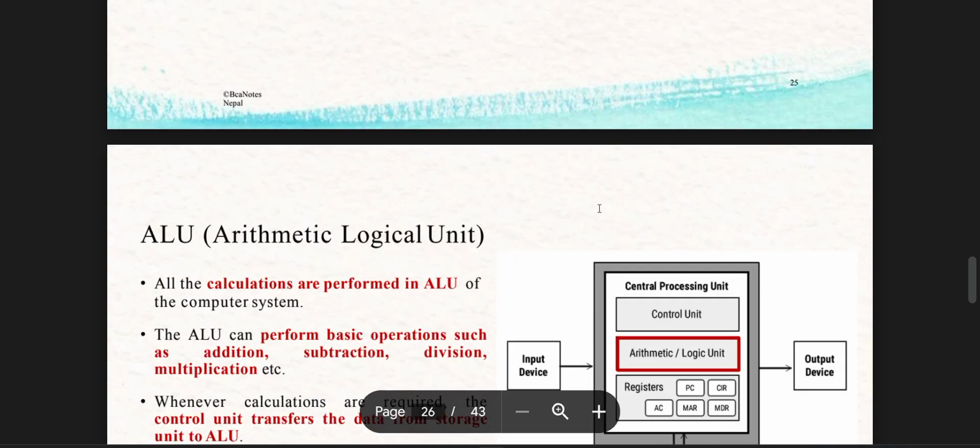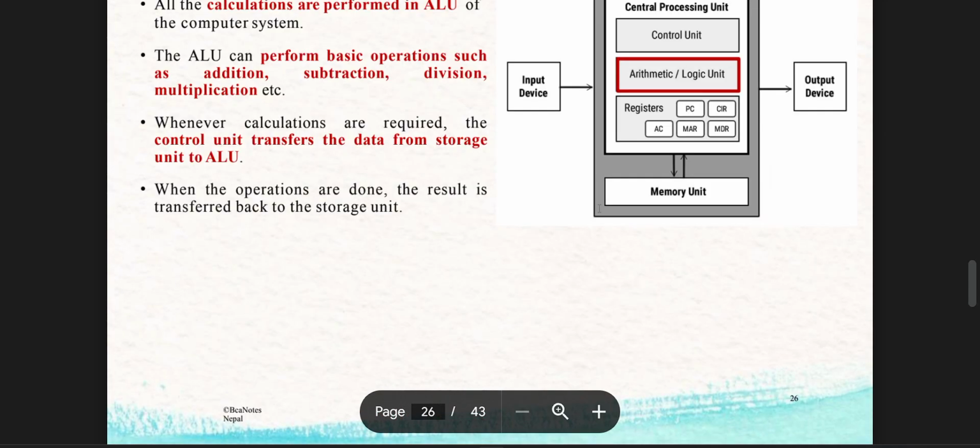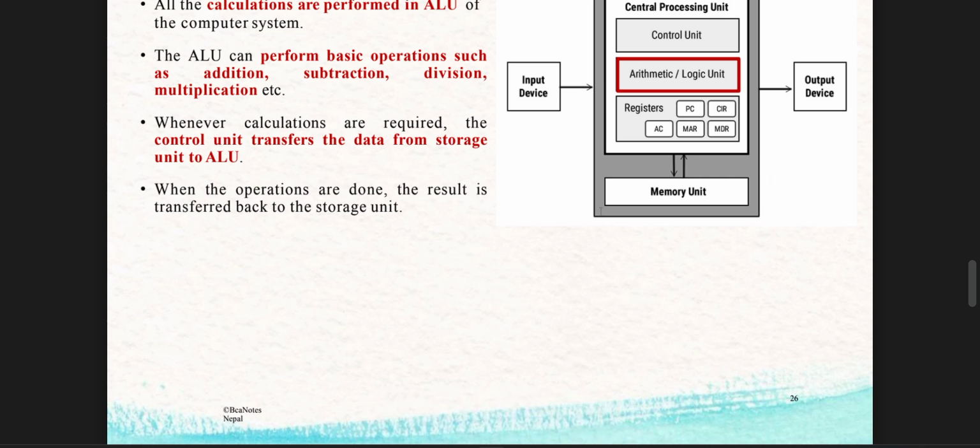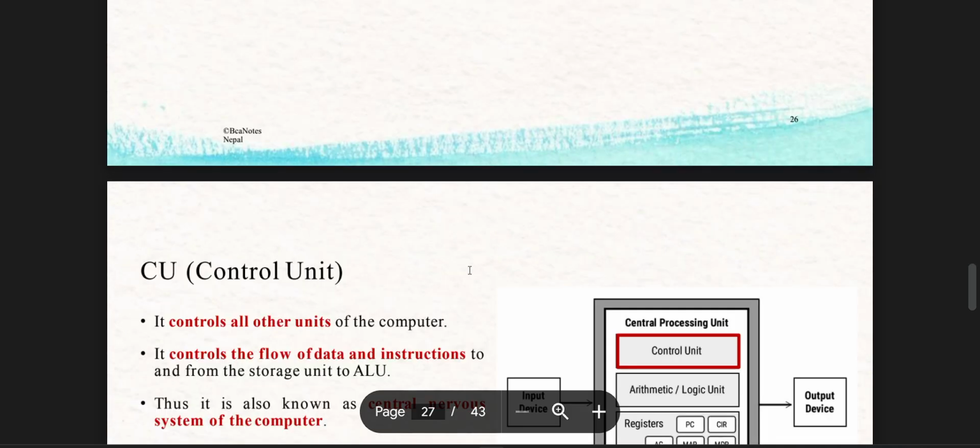Arithmetic logic unit: the ALU can perform the basic operations such as addition, subtraction, division, multiplication, etc. Whenever calculations are required, the control unit transfers the data from the storage unit to the ALU. When the operations are done, the result is transferred back to the storage unit.